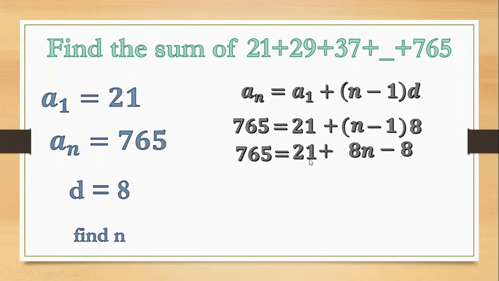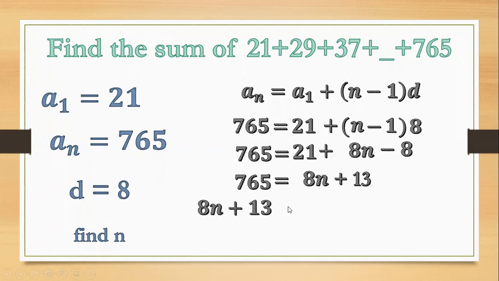Next, combine like terms: 21 minus 8. So, copy 765 equals 8n plus 13. 13 is the answer when we subtract 8 from 21. Next, interchange: 8n plus 13 equals 765. I do this because it is easier to work if the unknown is on the left side. Then, negative becomes positive, positive becomes negative. So, 8n equals 765 minus 13. So this positive 13, when transposed across the equal sign, becomes negative. Then, 13.